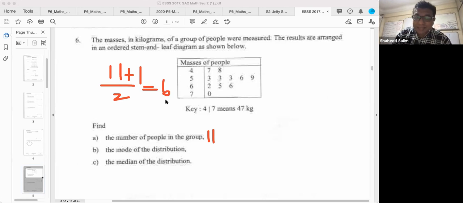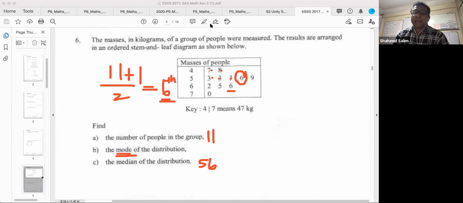But 6 is not the median. It's the value of the 6th person. See, what is the value? Down here, we are looking at the weight. What is the weight of the 6th person? You count: this is number 1, number 2, number 3, number 4, number 5, number 6. So median is 56. Yes, congratulations. I hope you all remember. Later we'll go through it. 56.